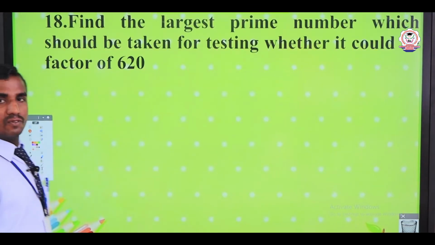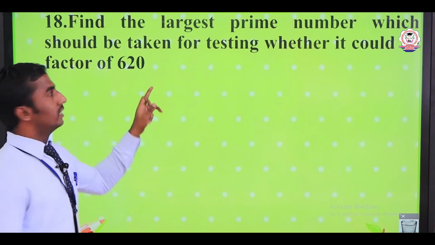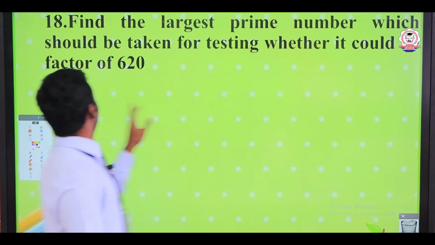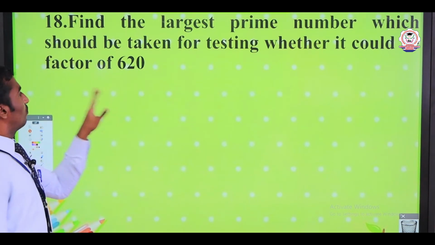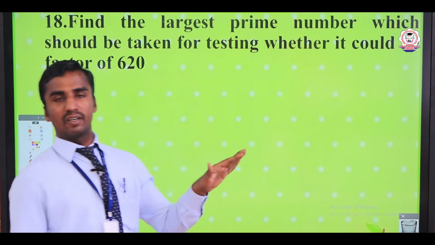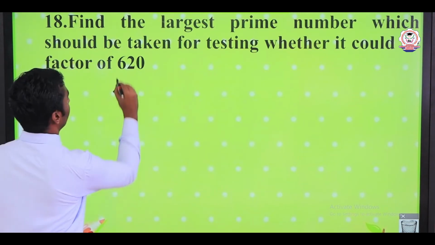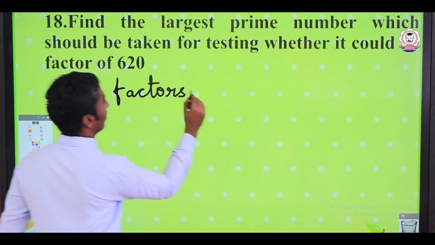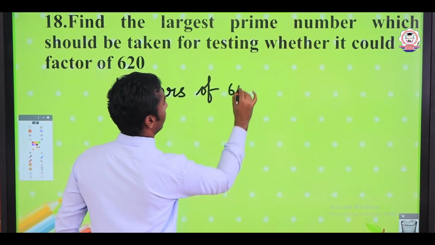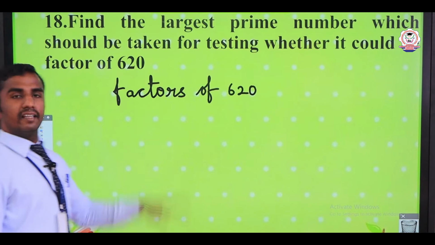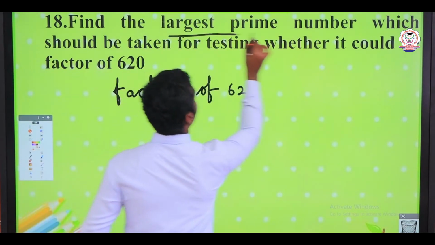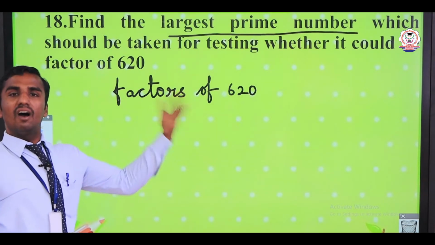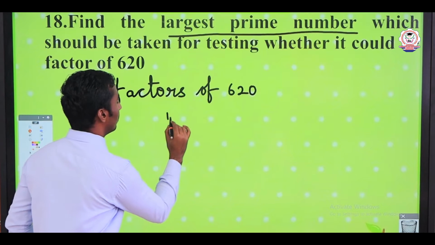So listen. First one, question number 18. Find the largest prime number which should be taken for testing whether it could be a factor of 620. They are asking for the largest prime number. So first we have to find all the factors of 620. One is a factor of 620.